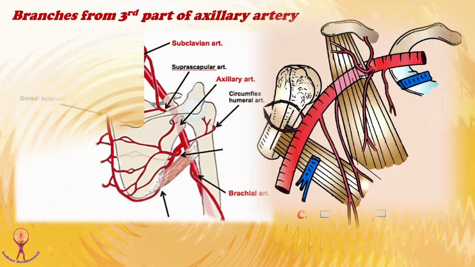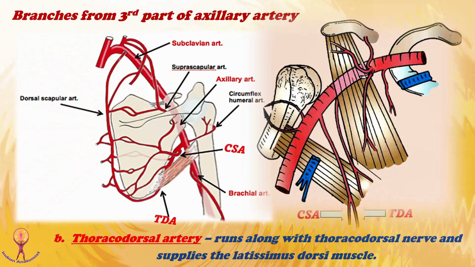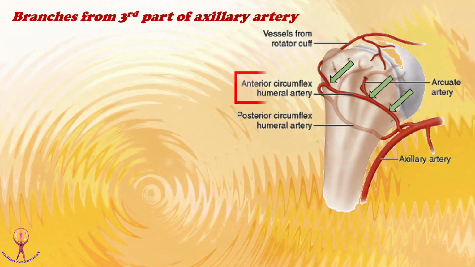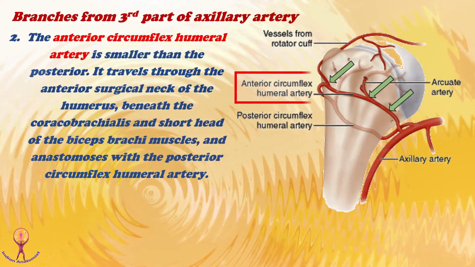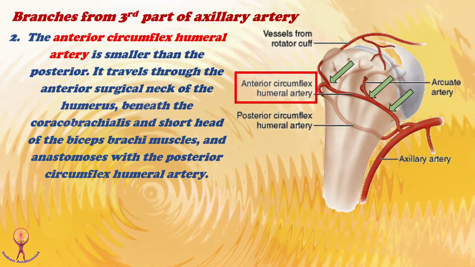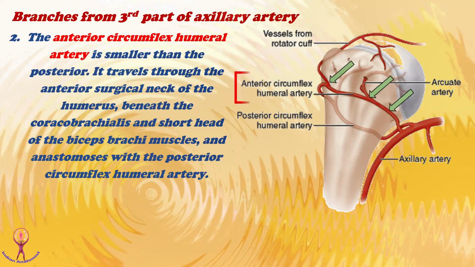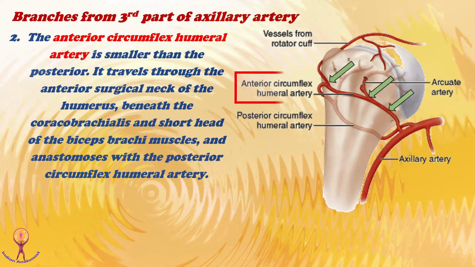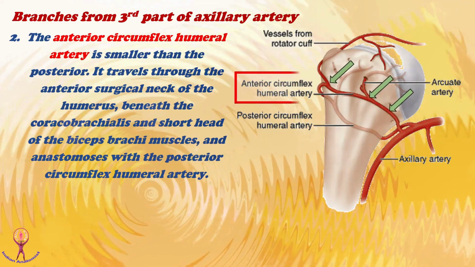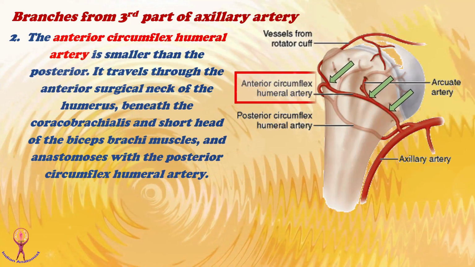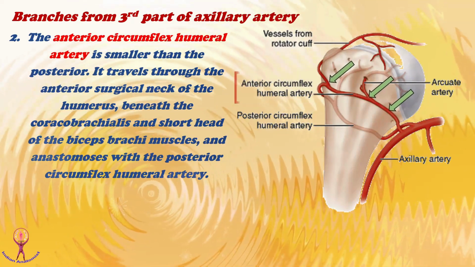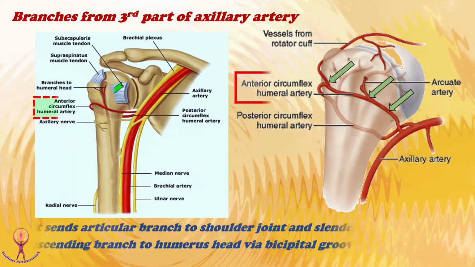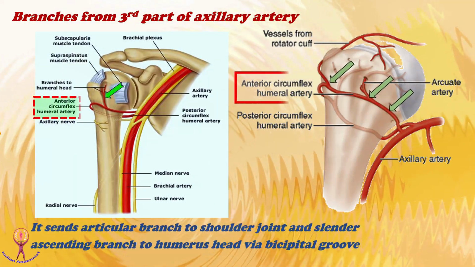Next is the thoracodorsal artery, which runs along with the thoracodorsal nerve, and supplies the latissimus dorsi muscle. The second branch from the third part is the anterior circumflex humeral artery, which is smaller than the posterior. It travels through the anterior surgical neck of the humerus, beneath the coracobrachialis and short head of the biceps brachii muscles, and anastomoses with the posterior circumflex humeral artery. It sends an articular branch to the shoulder joint, and a small ascending branch to the humerus head via the bicipital groove.